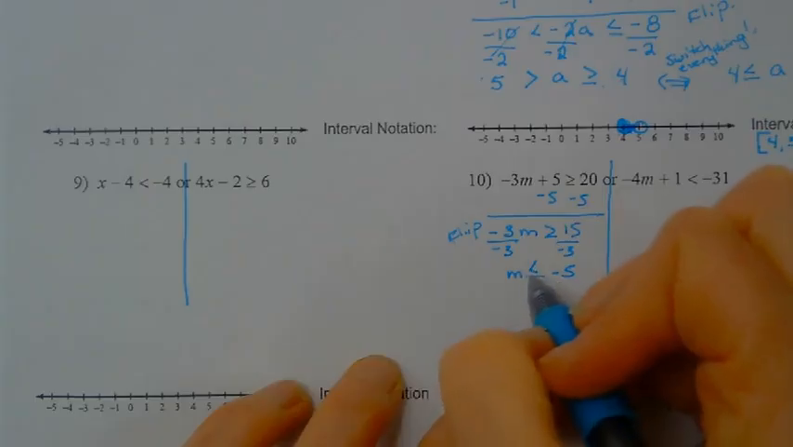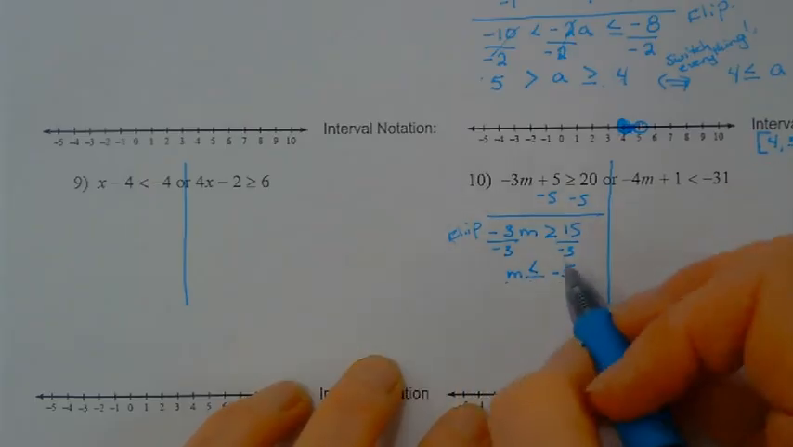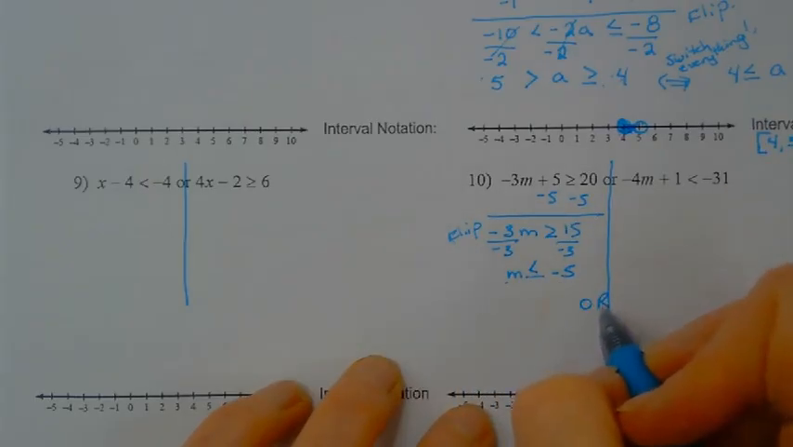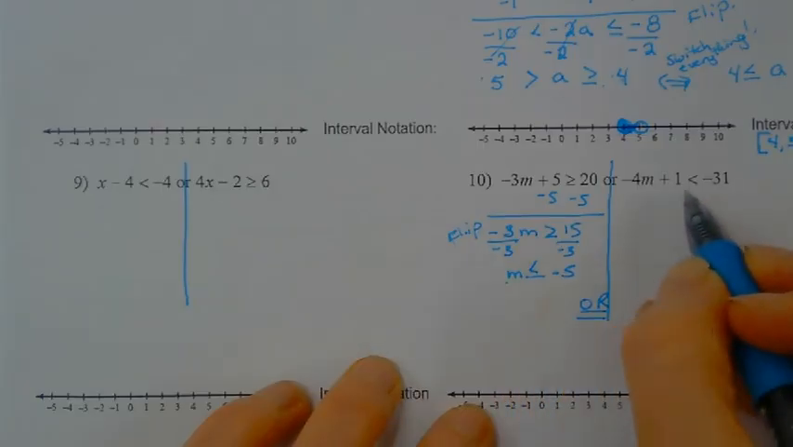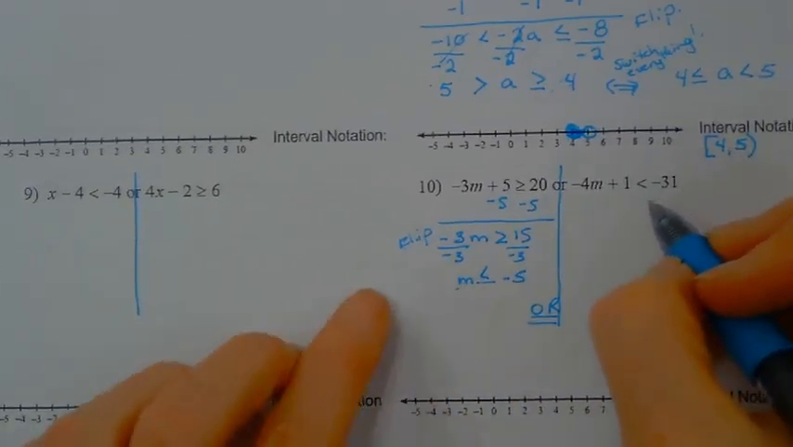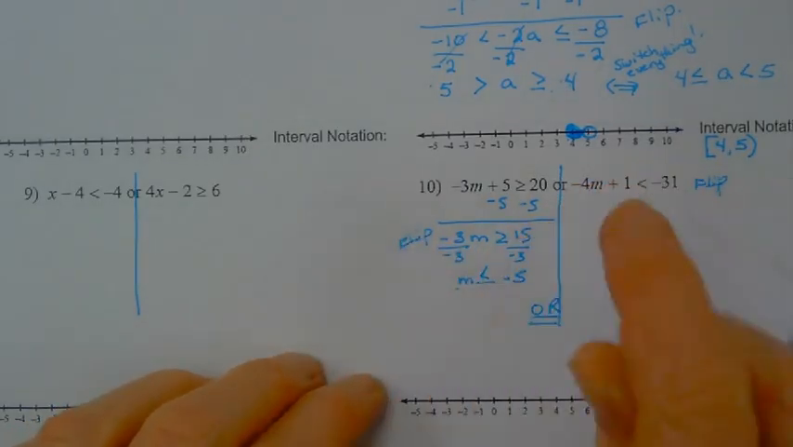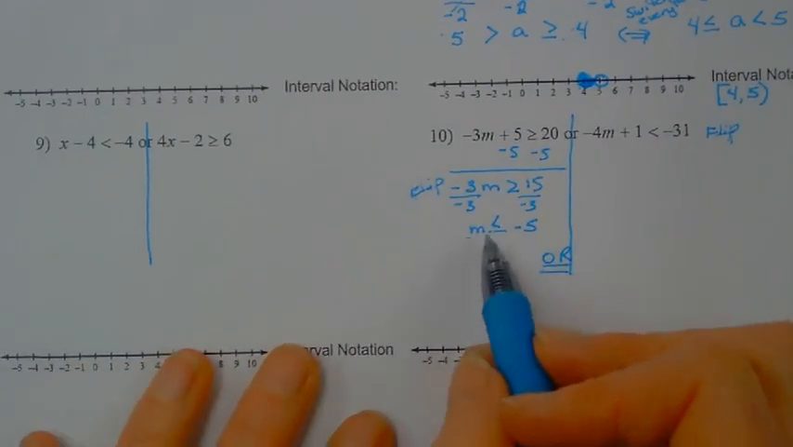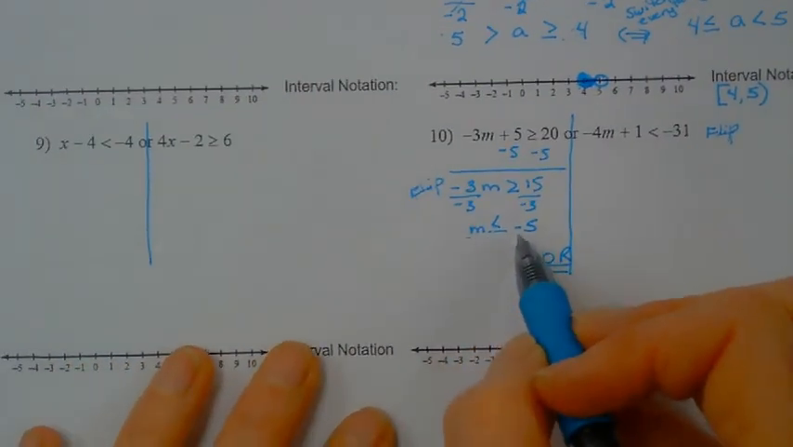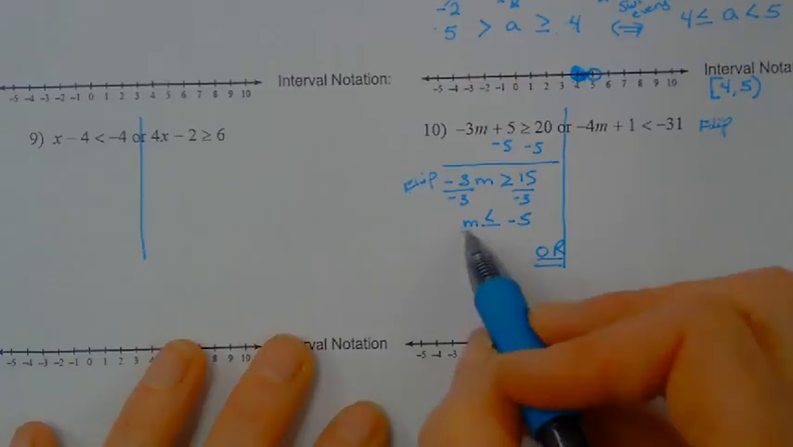So m is less than or equal to negative 5, or, now you solve this one, and you're going to have to flip, like we did here, because you're going to end up dividing by a negative. So remember, you're going to have to flip that inequality sign. Okay, I'm going to let you finish that one. I'm going to graph this part of it. We want m is less than or equal to negative 5. So I'm going to graph this part.